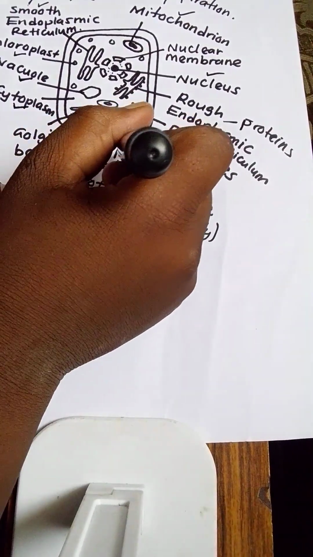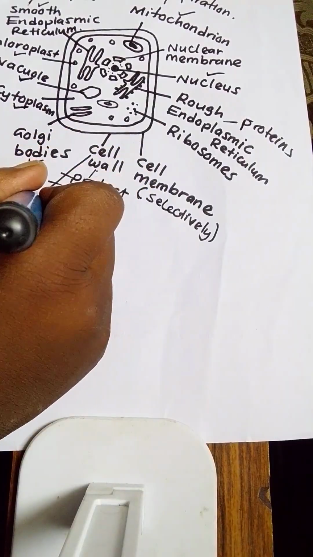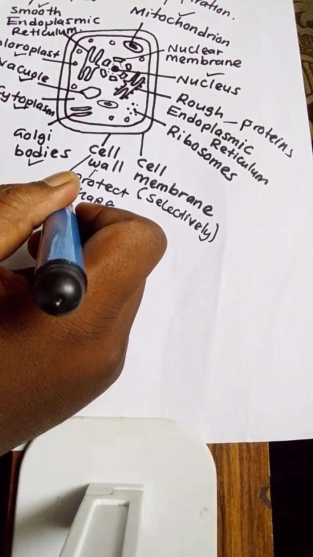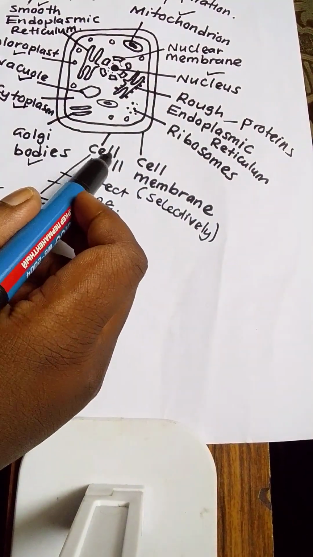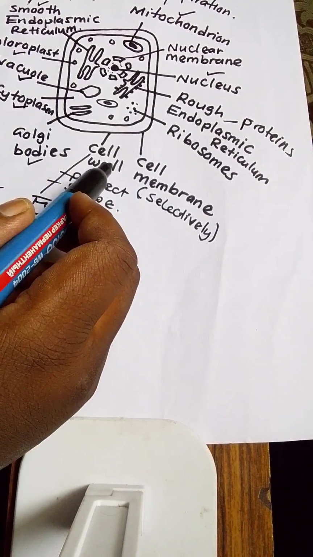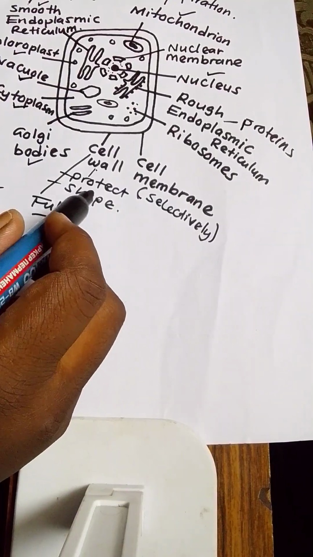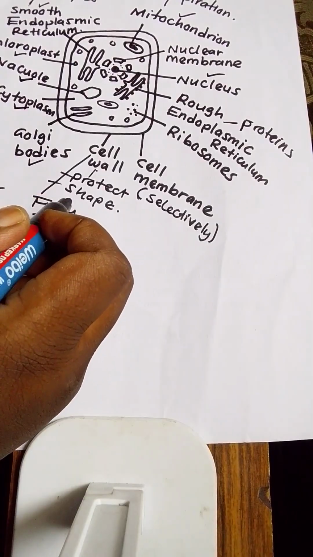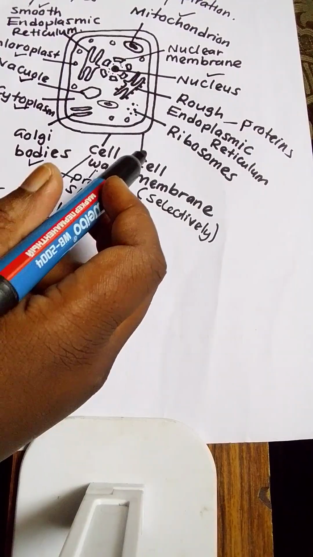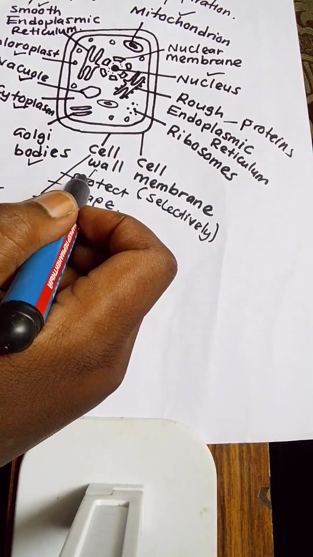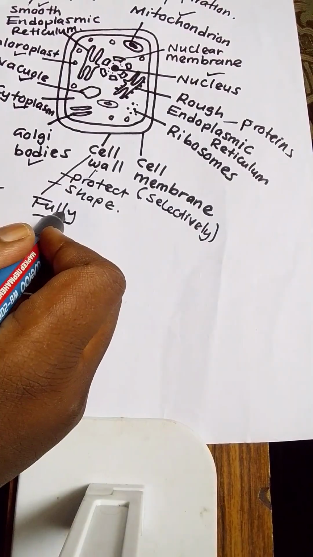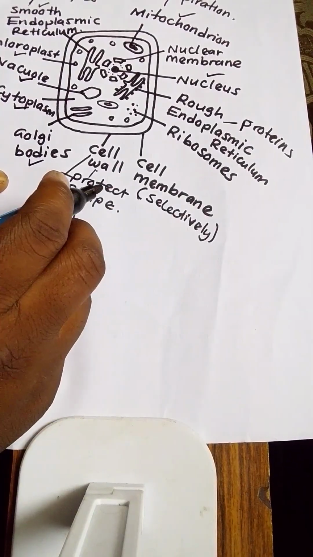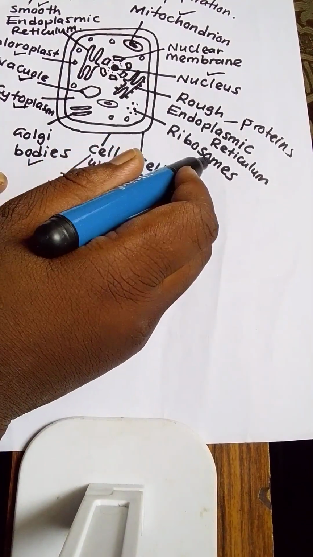The cell wall is fully permeable. So the difference between cell wall and cell membrane: the cell wall is fully permeable, while the cell membrane is selectively permeable. If you're asked the difference between these structures, say that.